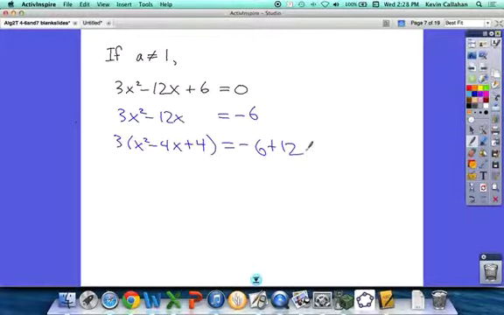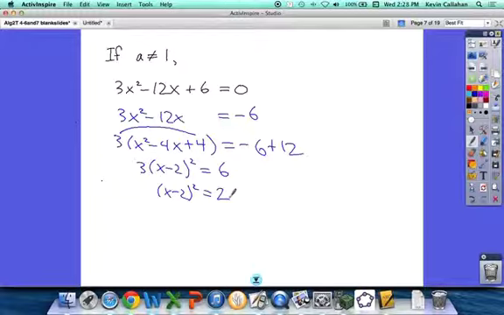Like that. You got to take into account that there was a 3 multiplying times the 4. And that's what you balance out. So now this is 3 times x minus 2 squared equals 6. And again, we're trying to solve for the x. So I'm going to divide both sides by the 3. X minus 2 squared equals 2. And now that I've isolated the squared term on the left, take the square root of both sides.